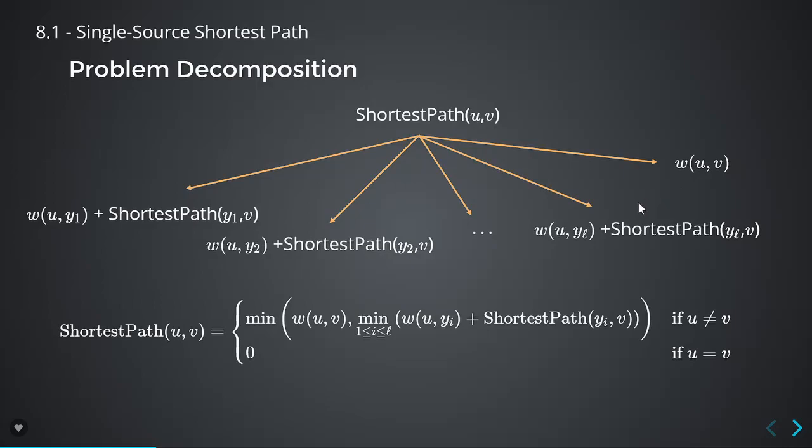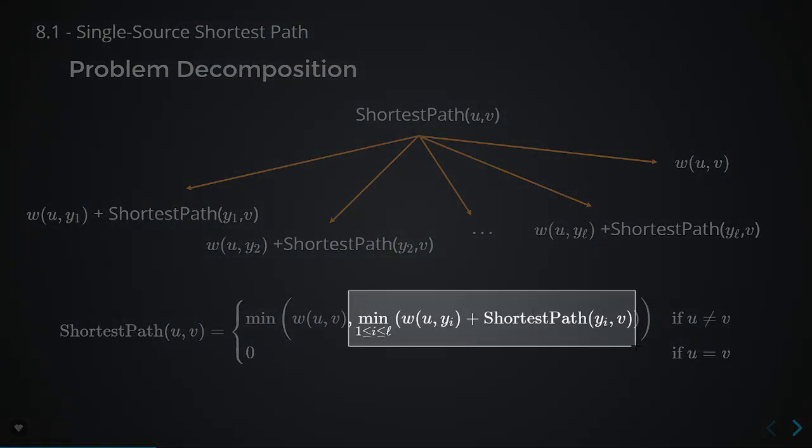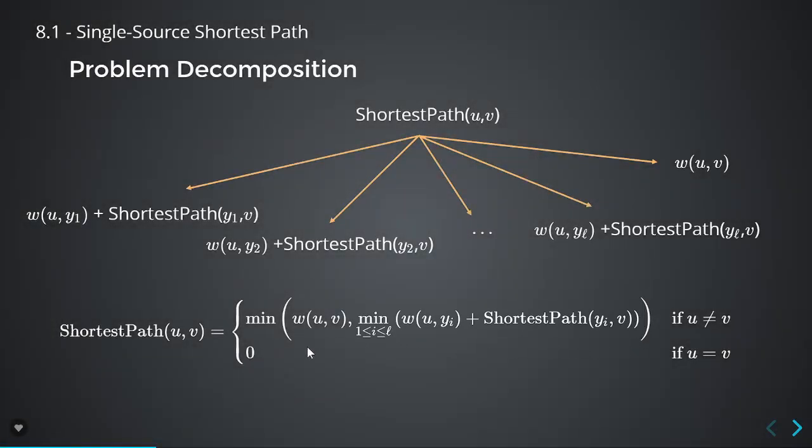So if you think about the recursive relationship, here you have it. Well, actually, this is probably the most important bit. Just saying that you try to go to every other vertex, y1 up to yl. But here, the other minimum is just saying that, well, don't forget that you can also go directly from u to v. Okay, so that is a recursive relation for the shortest path problem. Now, does the shortest path problem, with that recursive relationship, have an optimal substructure?